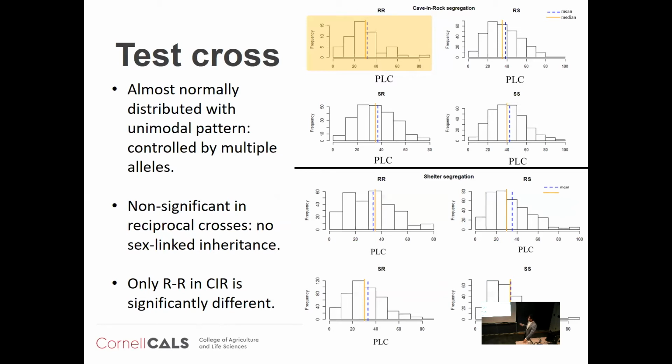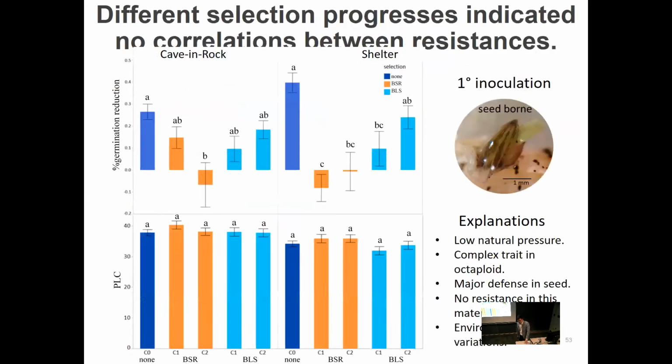Also, when I compared between these groups of crosses, only the resistant by resistant is different from the susceptible by susceptible, which is expected. But I also expected that the crosses that got a resistant parent, resistant by susceptible and susceptible by resistant, should also be different from the susceptible by susceptible, but they didn't show that.